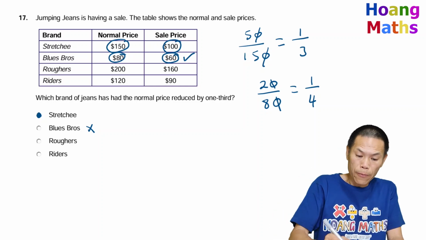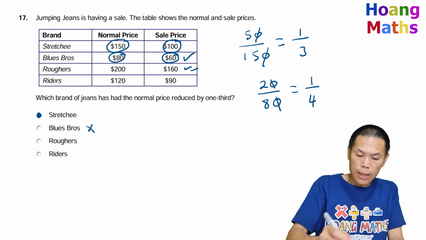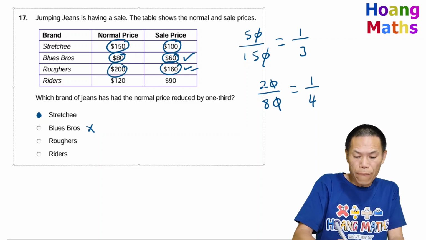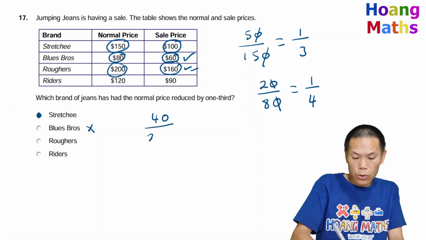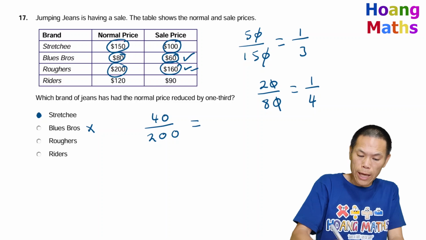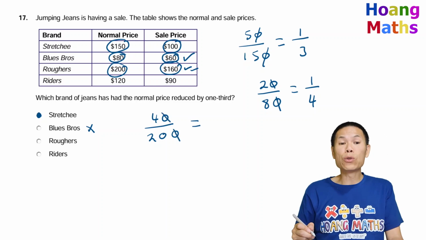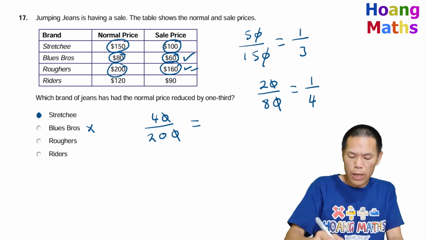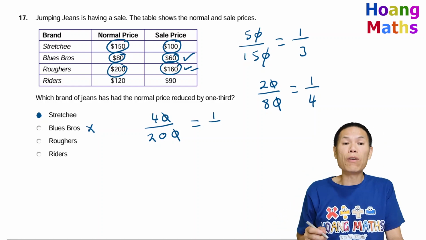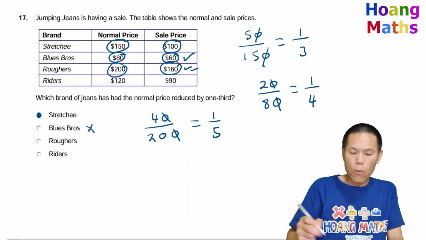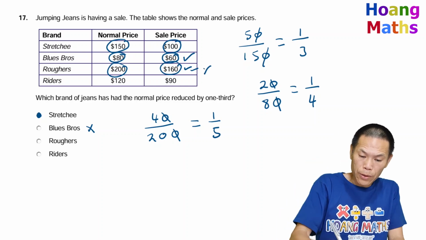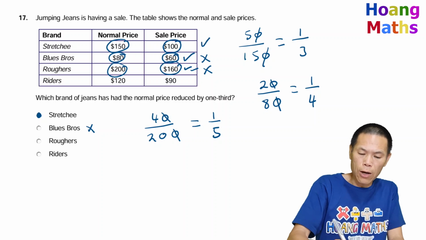Well, we can try the second one. This one here. Let's try. So 200 to 160. So reduced by 40. And then the original price was 200. You cancel that. 4 over 20. Both divisible by 4. So the top, 4 divided by 4 is 1. 20 divided by 4 is 5. See, 1/5. So reduced by 1/5. So it cannot be this. Okay. So far only this.